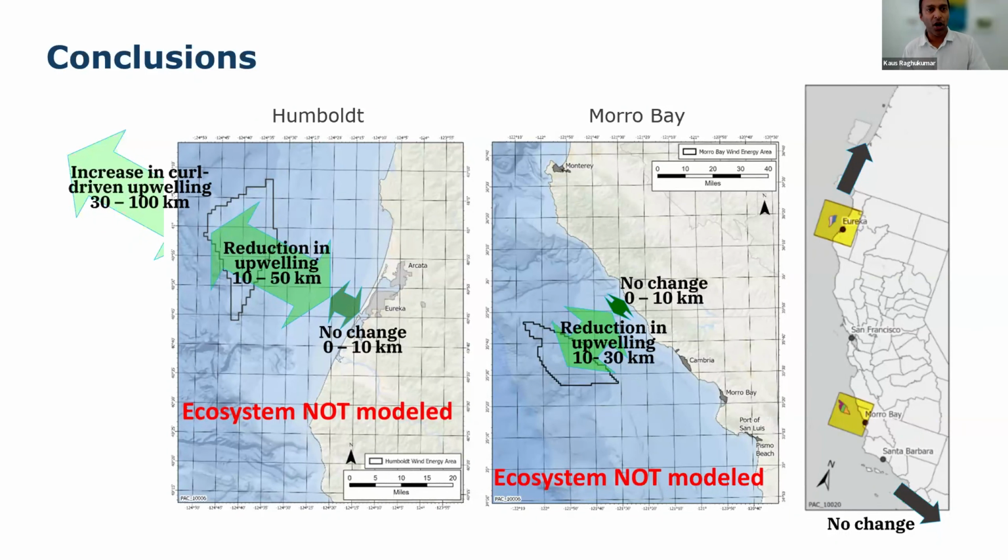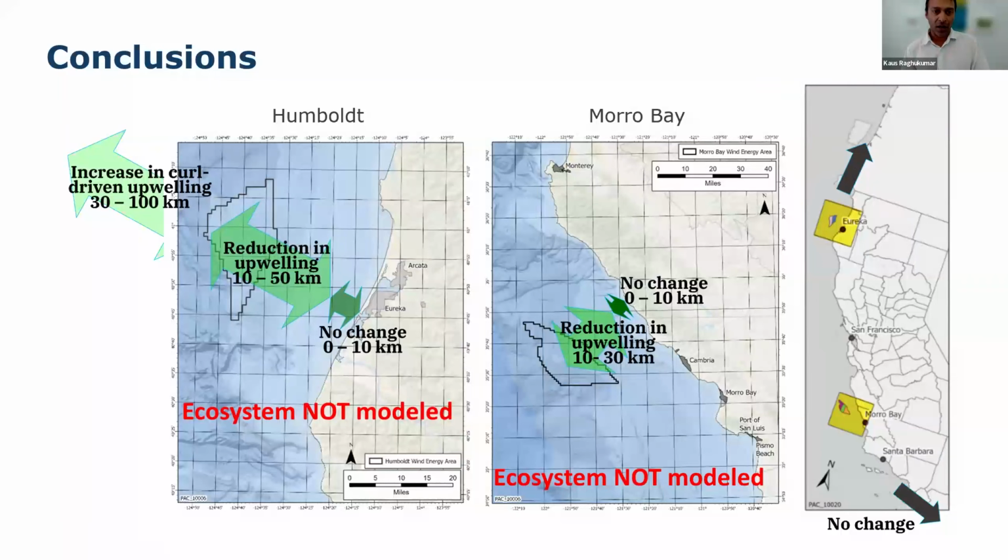And then depending on the geometry, the Humboldt case has an increase in upwelling further offshore, and there's no real change or a small reduction, in fact, when you go further offshore in the Morro Bay area. These changes are primarily present only in and around the wind energy areas, so there's no real change north or south of either wind energy area, which is what these black arrows in the right panel show.